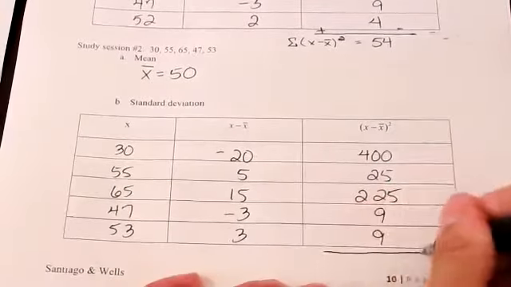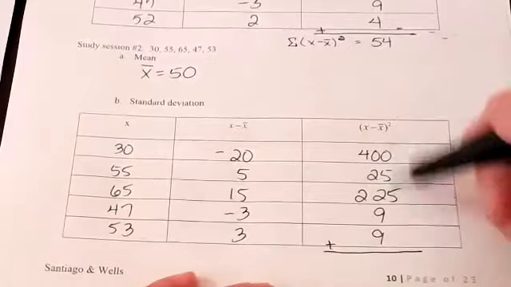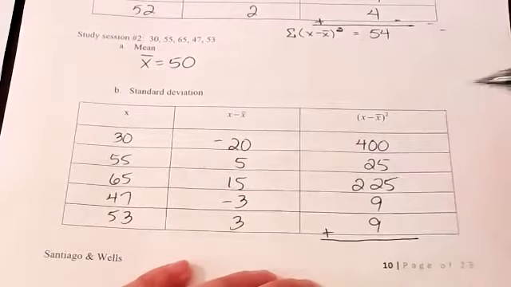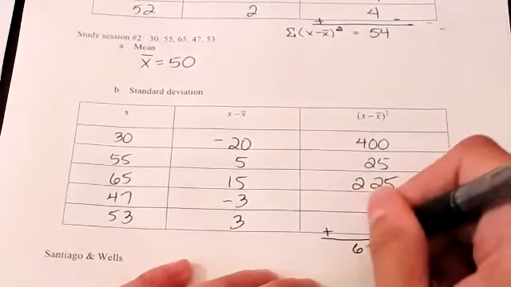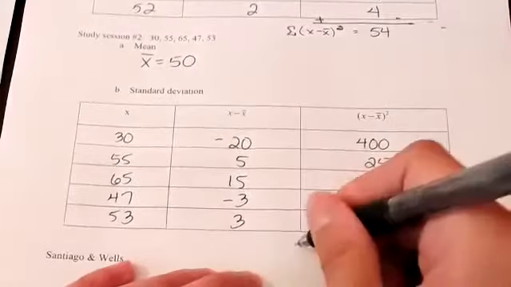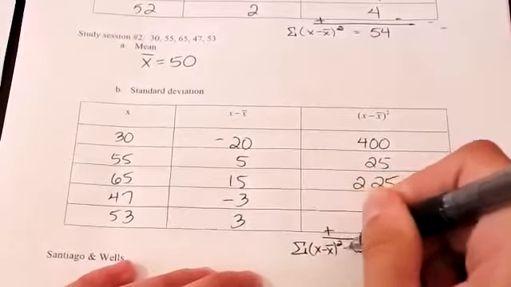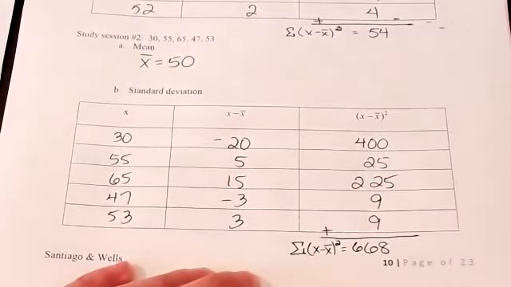The next thing is we are going to add our squared differences. That's going to give us a total of 668. Is that correct? That is the sum of your squared differences.